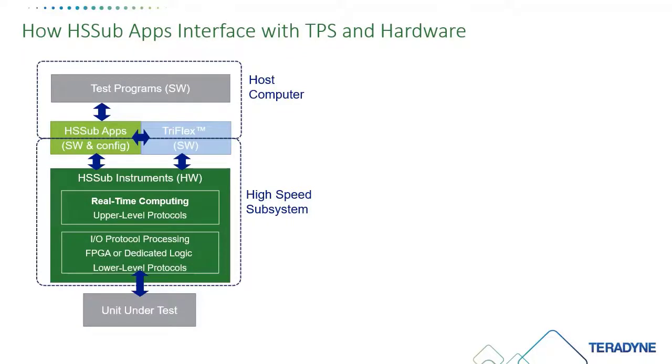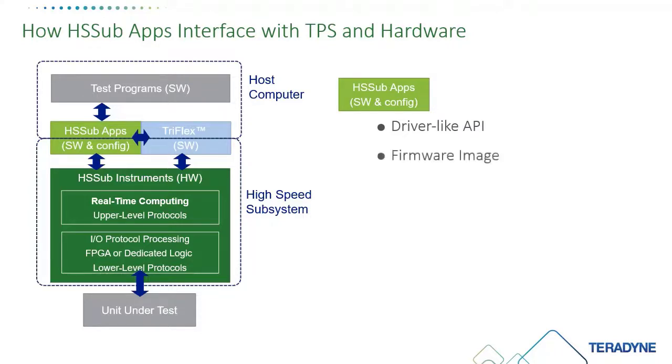The HSSub apps are the main interface for the TPS to interact with the hardware. The HSSub app itself consists of a driver-like programming library for use in the TPS to configure and control the instruments, a firmware image to load on the instruments that conditions the I/O and performs low-level processing and protocols, and optionally a real-time image if the application requires it.